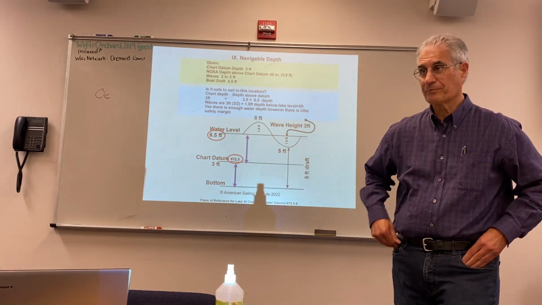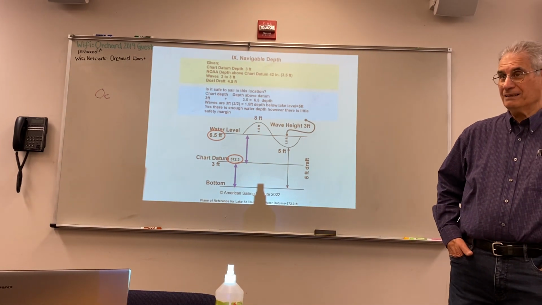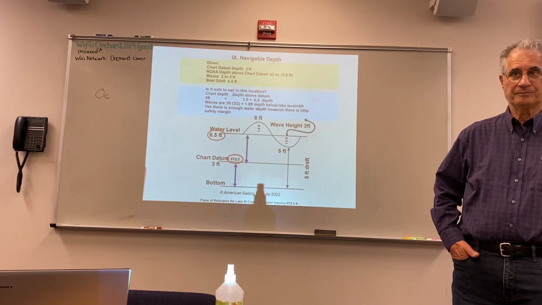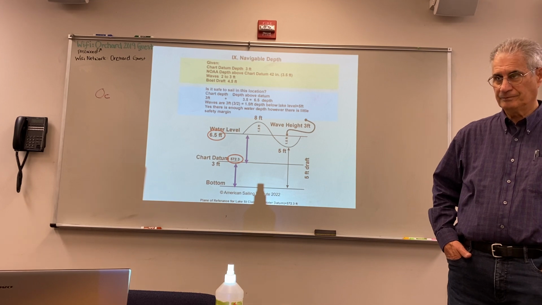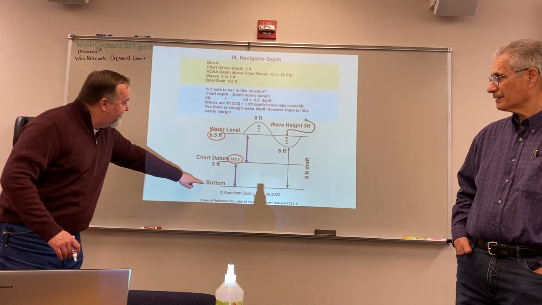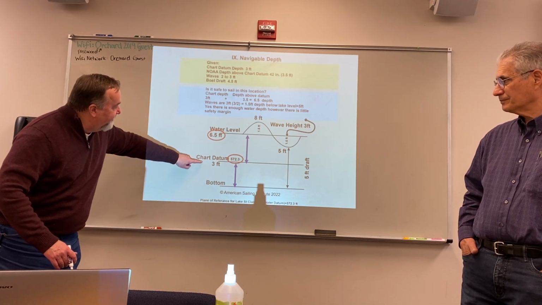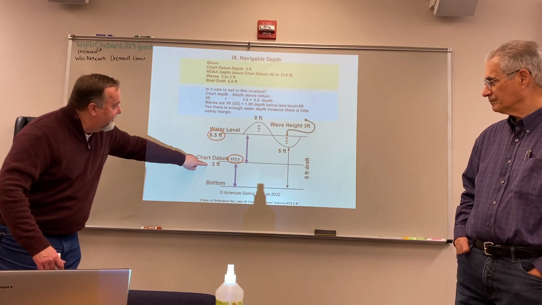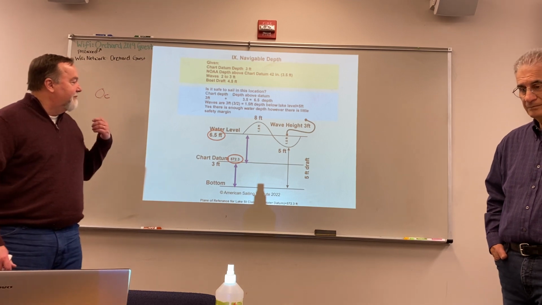Remember, that's the absolute minimum. This is your chart datum here, 572.3, the lowest low, right? It's on your chart. So when 3 feet is marked on your chart, it's the depth of water based on the chart datum. So 3 feet is what's marked on your chart, but that's the minimum.